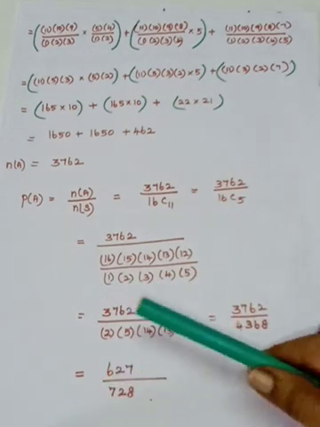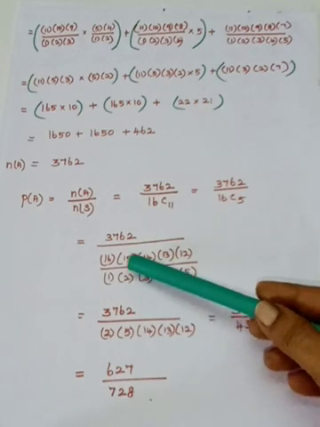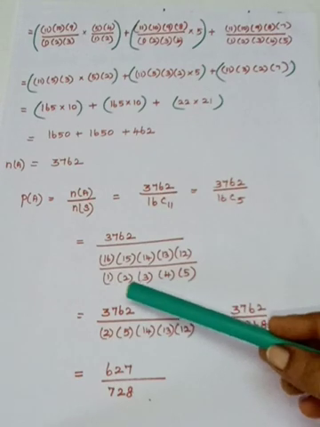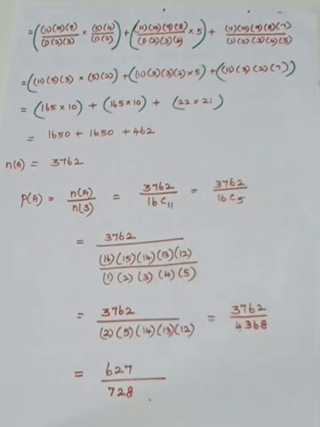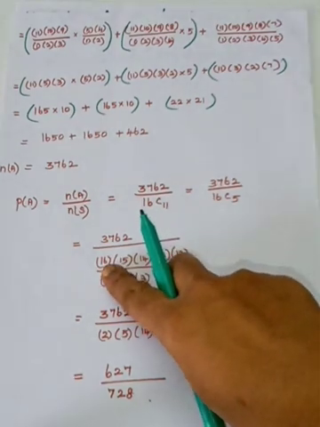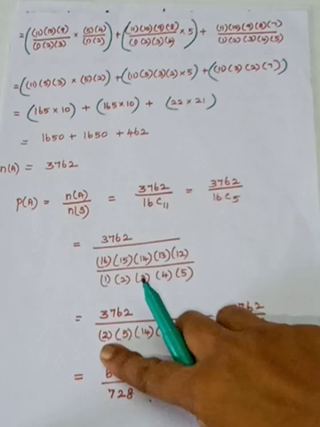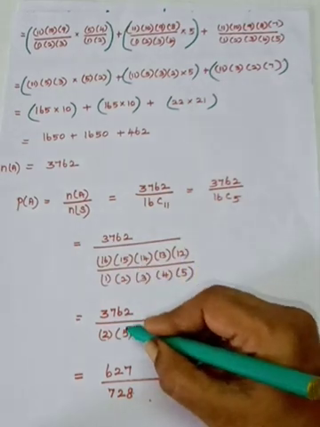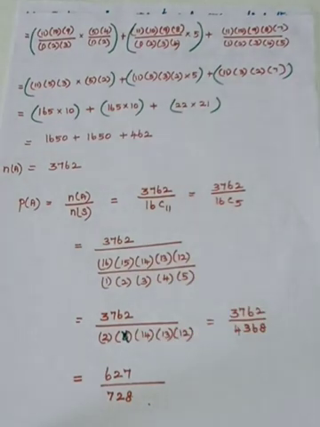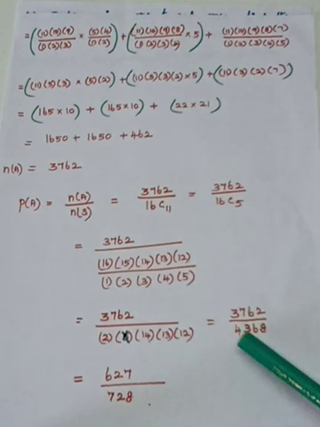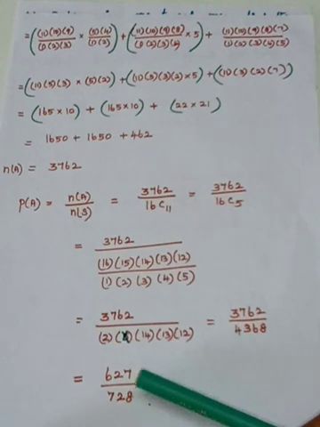Now if you cancel, 5 3s are 15, so 15 is cancelled here. 4 into 2 is 8, 8 is cancelled with 16, so here you will have 2. And 3 and 15 get cancelled, so here you will have 5. This 5 and 5 get cancelled. So therefore the answer is 3762 divided by 4368. If you cancel with 6, you will get 627 divided by 728.